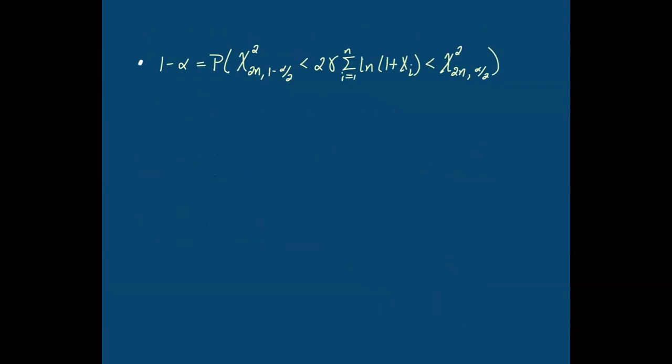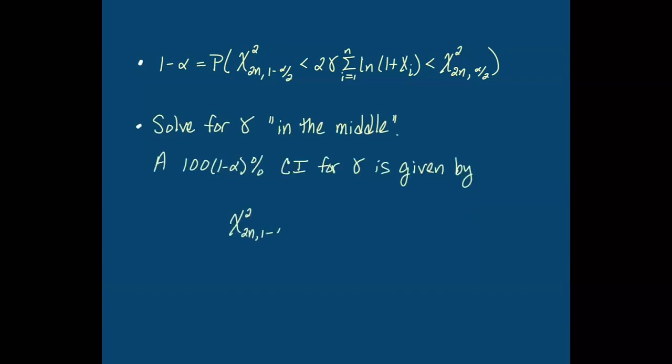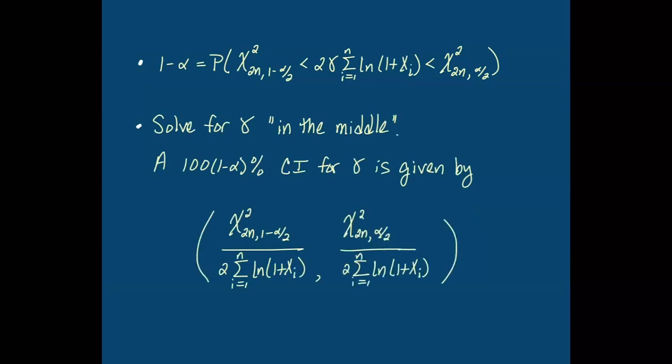As a final step, we want to look at this system of inequalities and solve for this lowercase gamma in the middle. This means I'm going to divide all the way across by 2 times the sum of the log of 1 plus Xi. Note that the log of numbers greater than 1 is always positive, so we're not dividing by a negative and don't have to worry about inequalities flipping. Our final answer for a 100 times 1 minus alpha percent confidence interval for gamma in our Pareto distribution is given by this expression here.